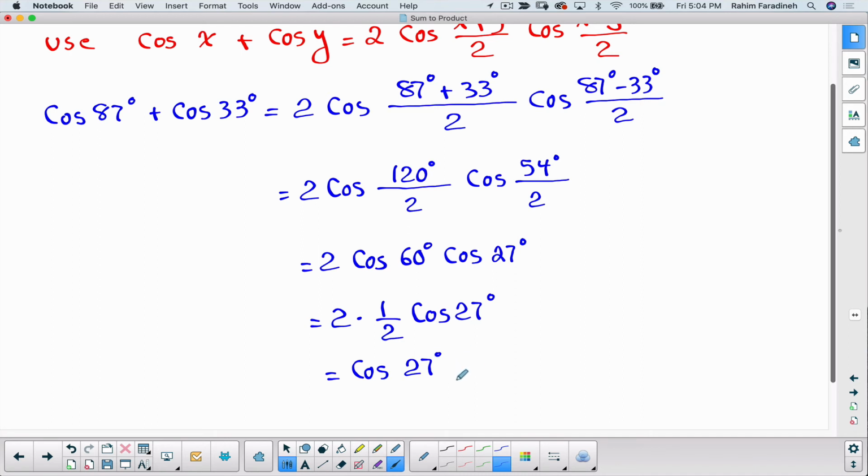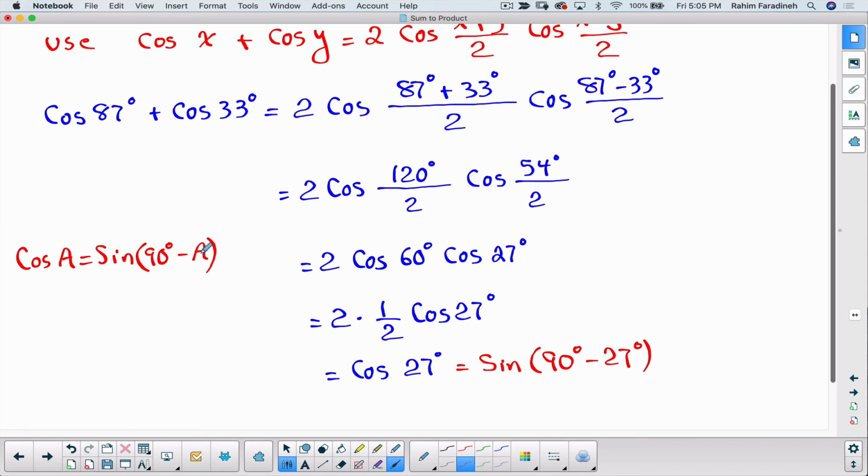Now, cosine of 27 degrees, I can use the cofunction. So this will be equal to sine of 90 degrees minus 27 degrees. So remember that cosine of A is equal to sine of 90 degrees minus A, the cofunctions and complementary angles. So we finally arrive at what we wanted to show, that sine of 90 minus 27, that would be 63 degrees. And this is what we wanted to show.